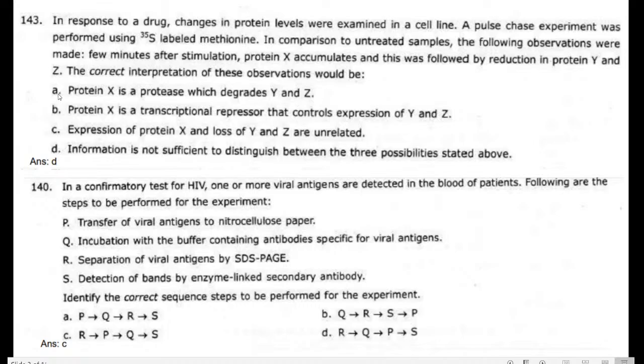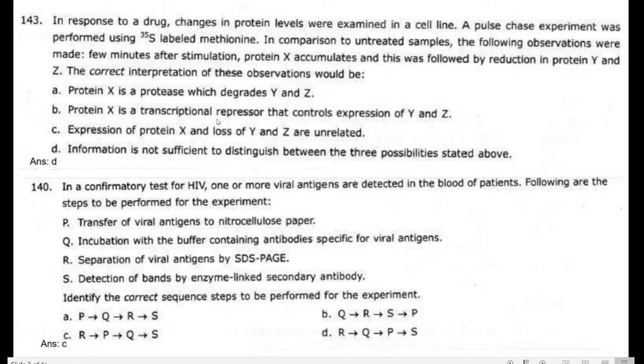It may happen. After that, protein X is a transcriptional processor that controls the expression of Y and Z, so its reduction happens. Another option: the expression of protein X and the loss of Y and Z are unrelated. There is no relation between the first statement and the second statement. The protein is accumulated and there is a reduction in Y. These are not related.